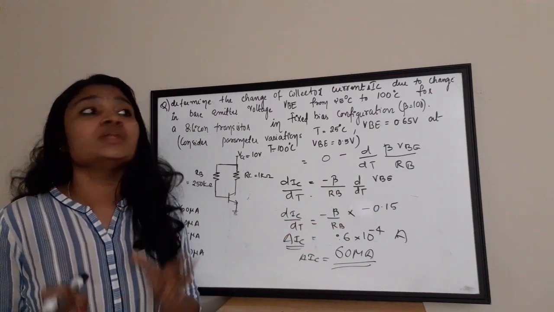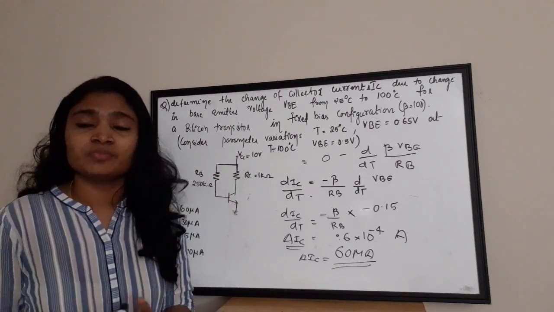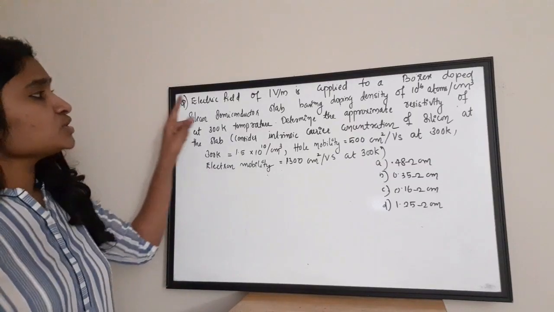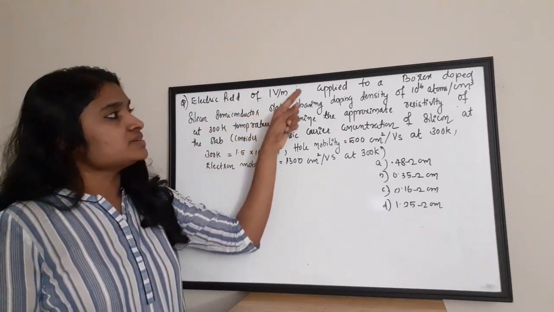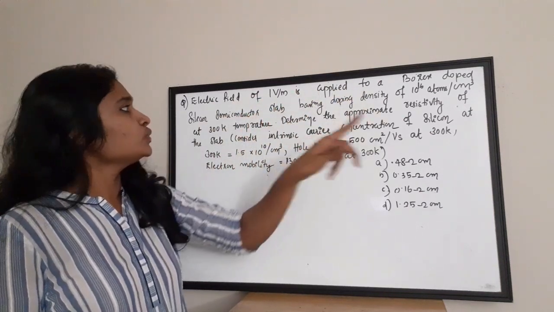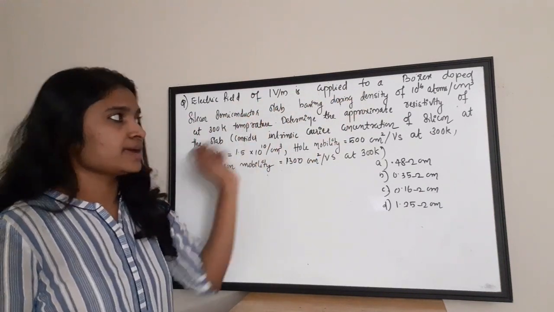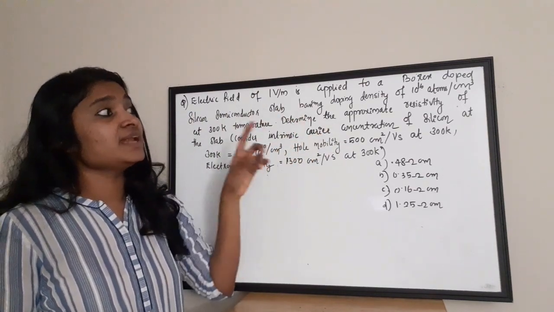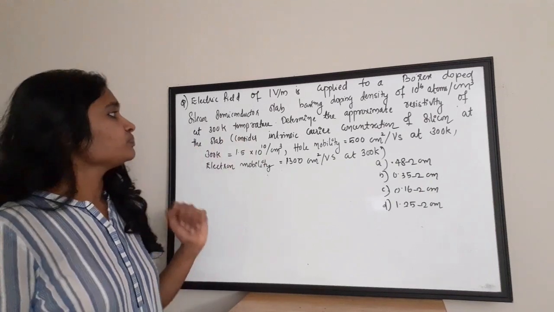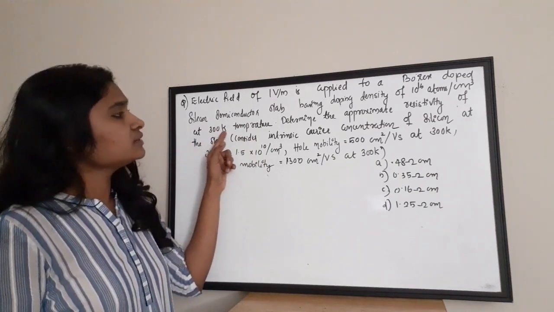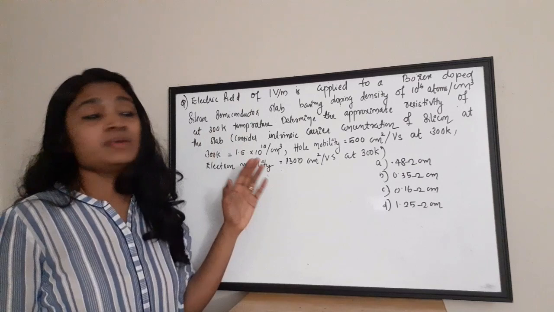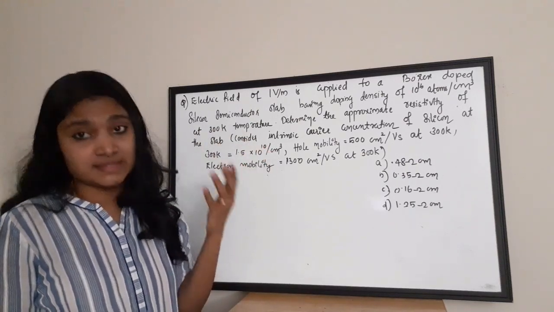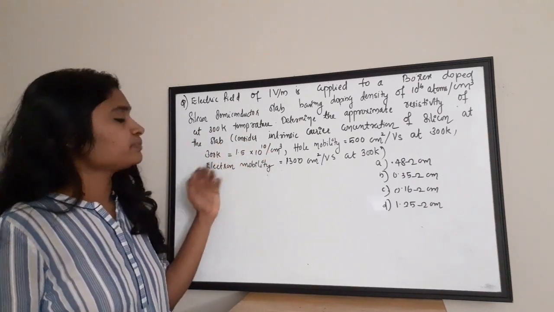Okay, so this is how we need to do this question. I hope it is clear. The question is: an electric field of 1 volt per meter is applied to a boron doped silicon semiconductor slab having a doping density of 10 raised to 16 atoms per centimeter cube at 300 Kelvin temperature. Determine the approximate resistivity of the slab.